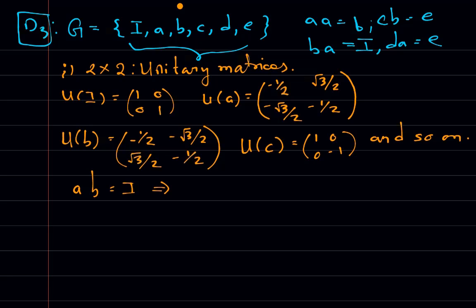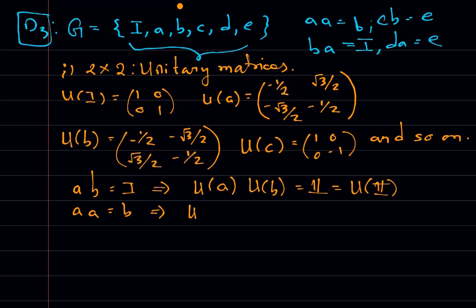That means if you take the matrix U of A and you multiply with the matrix U of B, you should get the identity matrix, which is nothing but U of 1 or U of I. We know that A and A gave me B. That implies if you have the matrix representation of A and you multiply with the matrix representation of A again, you get the matrix representation of B. So the whole behavior of the group elements is mimicked by these matrices.